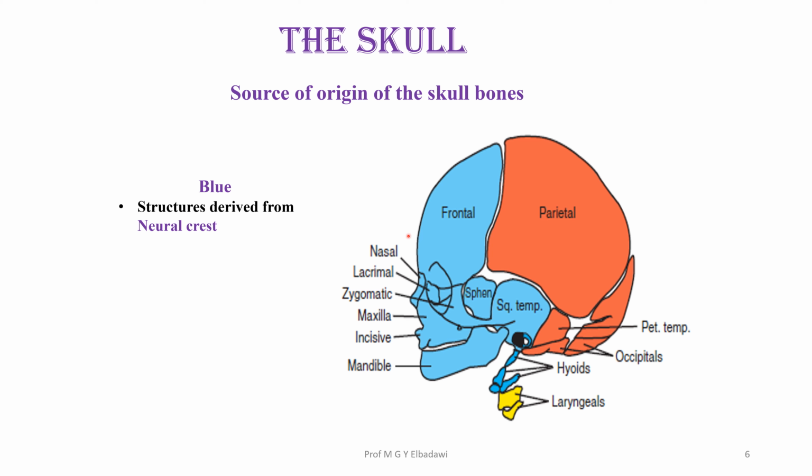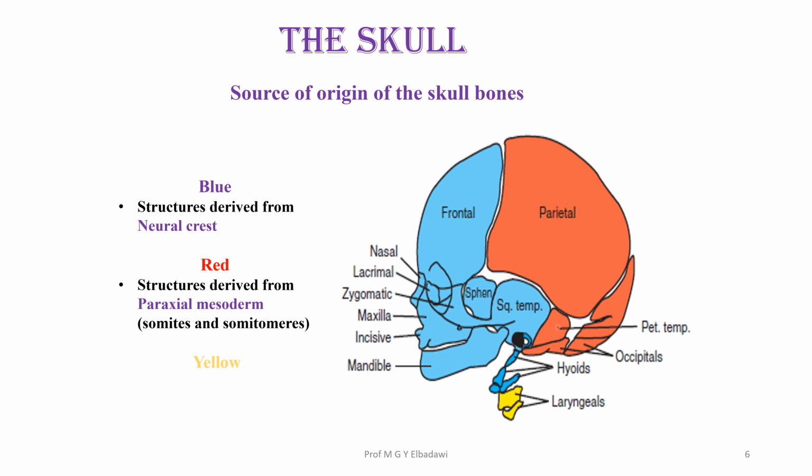The frontal bone, the nasal, the lacrimal, the zygomatic, the maxilla, the incisive teeth, and the mandible. These are the parts, the sphenoid and the squamous part of the temporal bone, the hyoid bones. All those in blue arise from the neural crest. Those in red are structures derived from the paraxial mesoderm, the mesodermal somites or somitomeres. You can see the parietal, you can see the occipital, and part of the temporal bone.